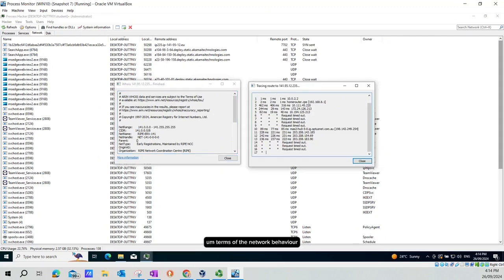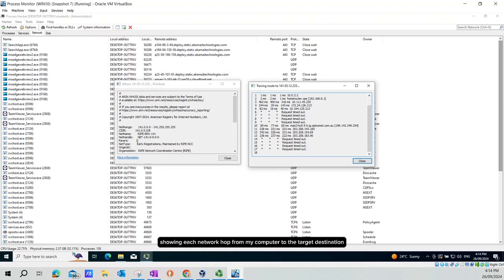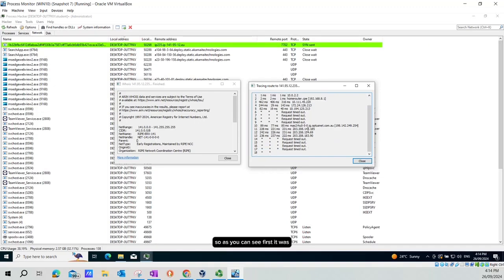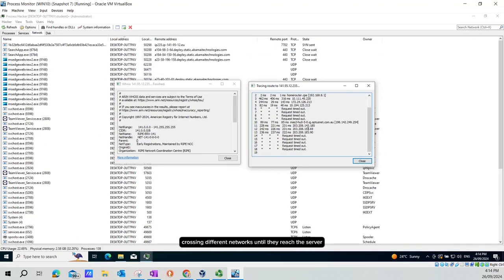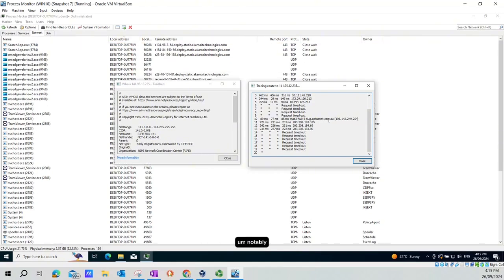In terms of the network behavior, the traceroute provides a detailed path that the packets travel, showing each network hop from my computer to the target destination. As you can see, first it was starting from our local network, and the packet moved through several routers, crossing different networks until they reached the server. For instance, the early hops within the traceroute were within local and regional ISPs.